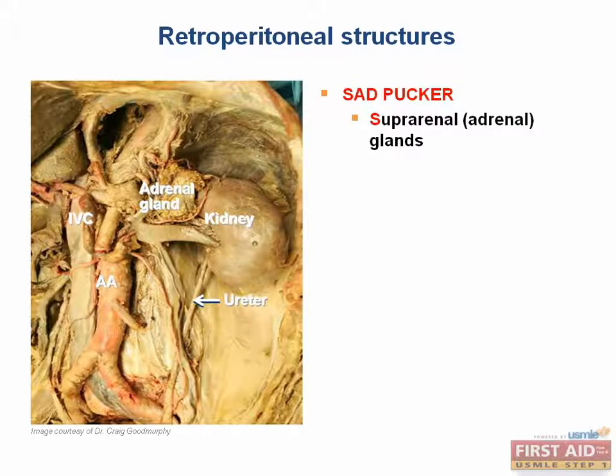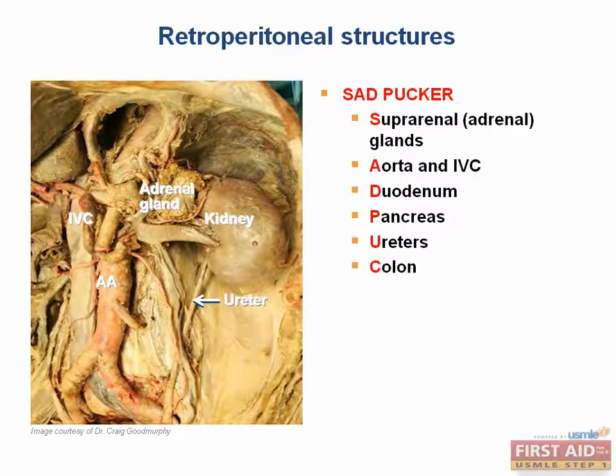The S stands for the suprarenal or adrenal glands. The A is for the aorta and the IVC. D is for the duodenum, the second and the third parts. P is for the pancreas minus the tail. U is for the ureters. And C is for the descending and ascending colon.